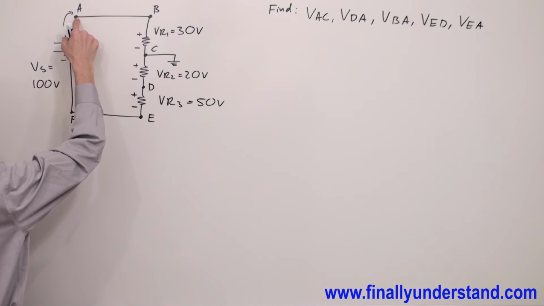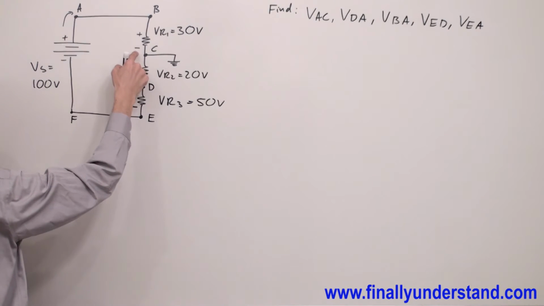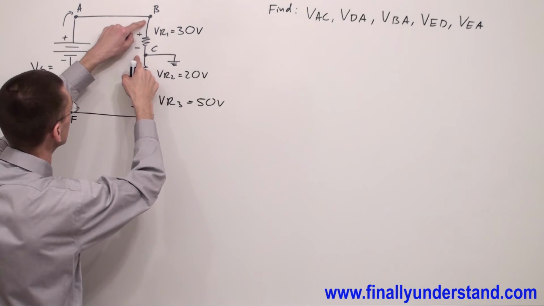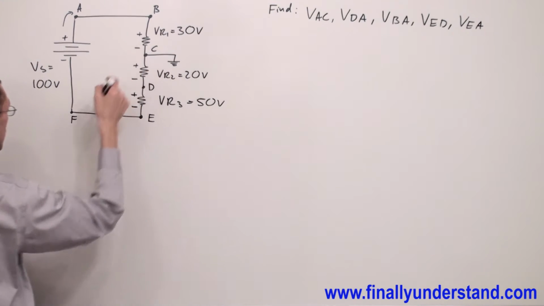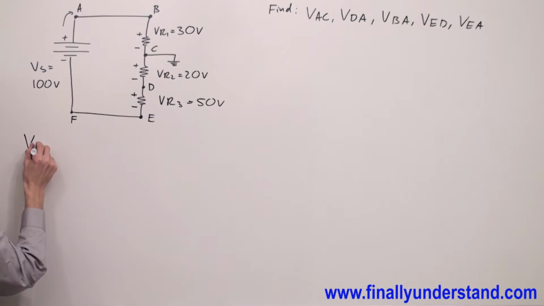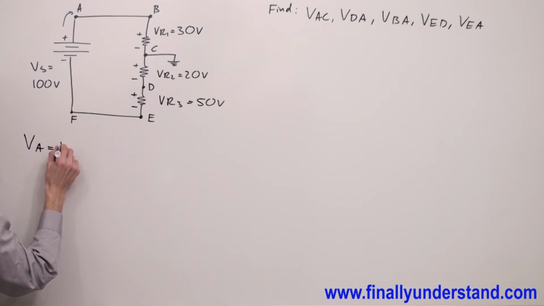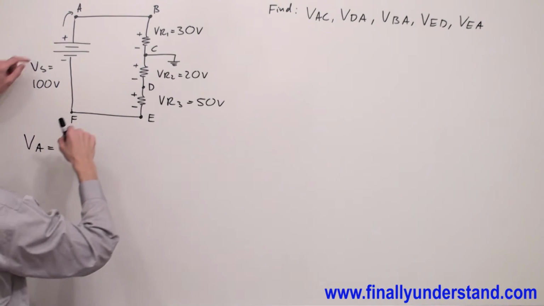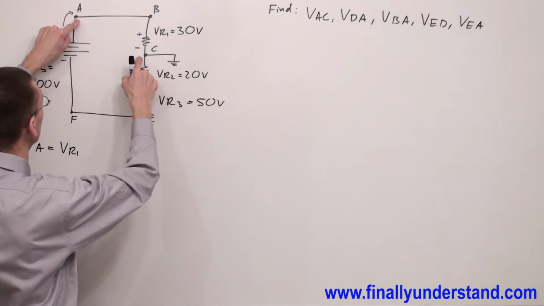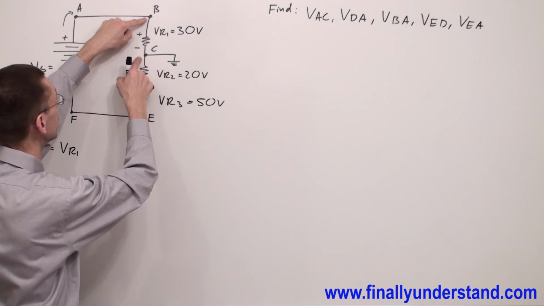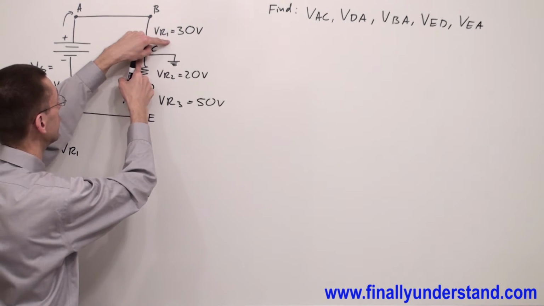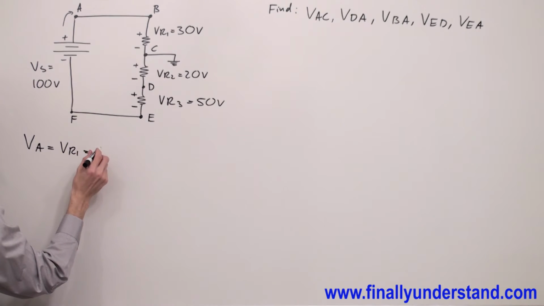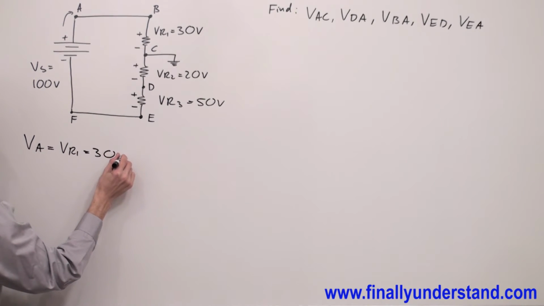VA, the voltage between this point and this point, is nothing else but the voltage across resistor R1. That's why I say VA is equal to VR1. One more time, if you connect a voltmeter between these two points, you will measure the voltage across this resistor, which is 30 volts. That's why VA equals VR1 equals 30 volts.